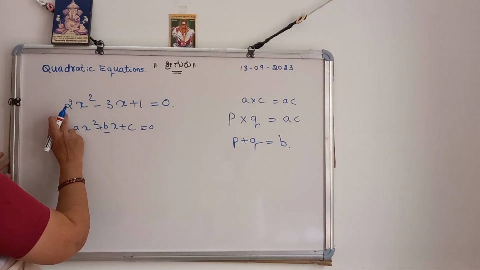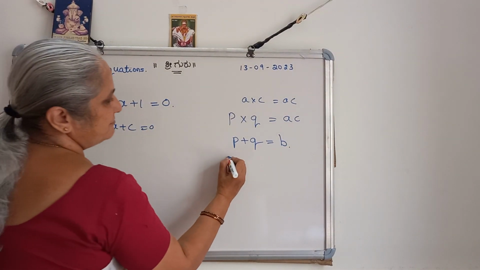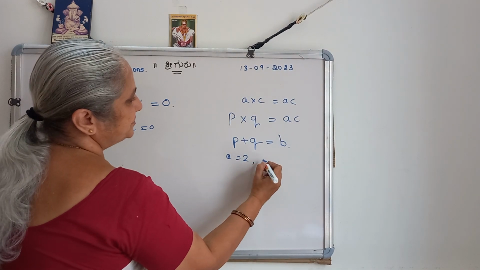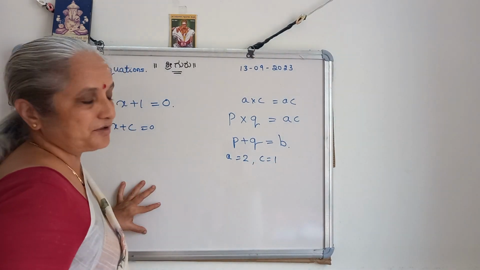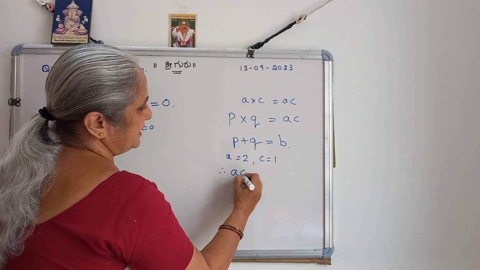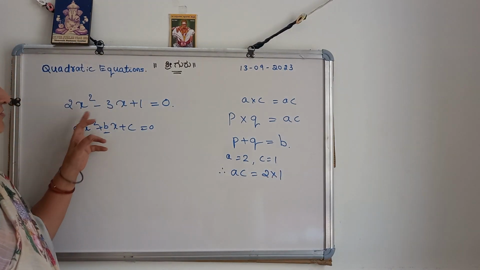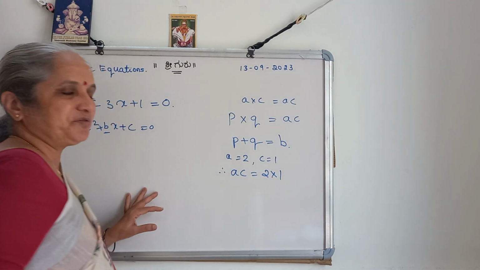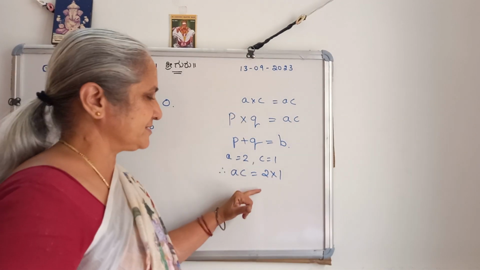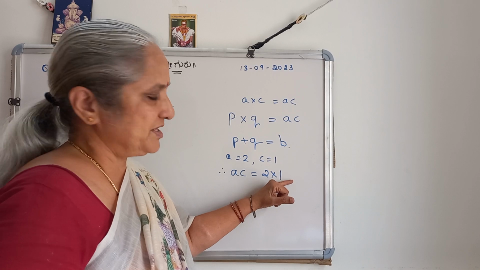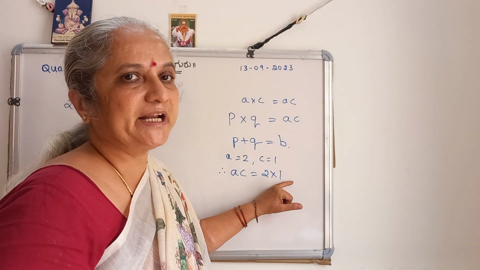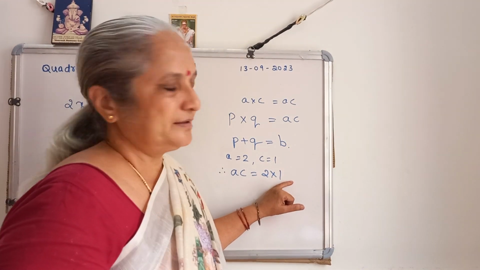Here a is equal to 2 and c is equal to 1. a is equal to 2, c is equal to 1. Therefore ac is equal to 2 into 1. We want minus 3. So we have to try with these factors. Minus 2, minus 1. When we add them, we get minus 3, isn't it?